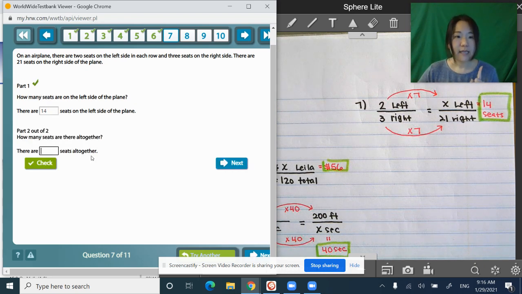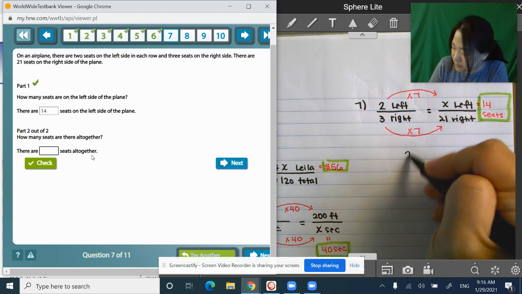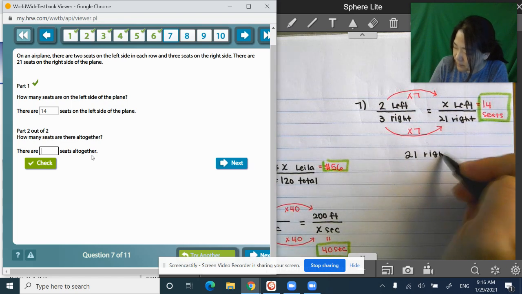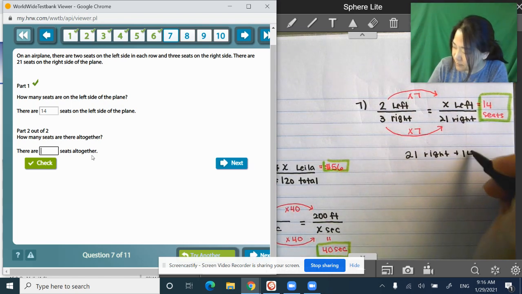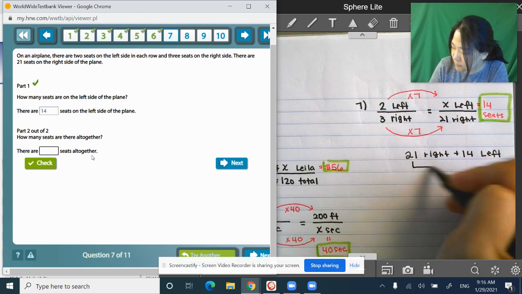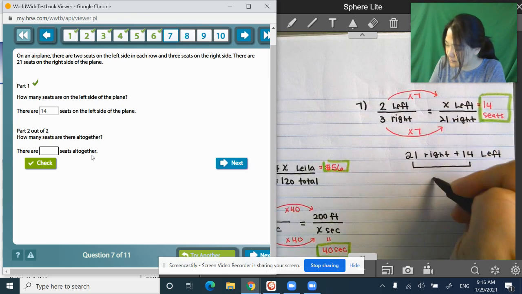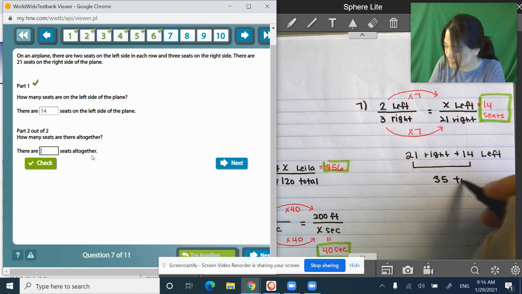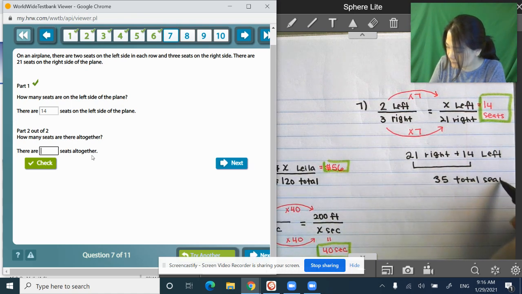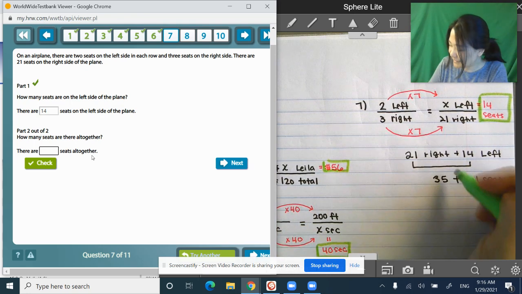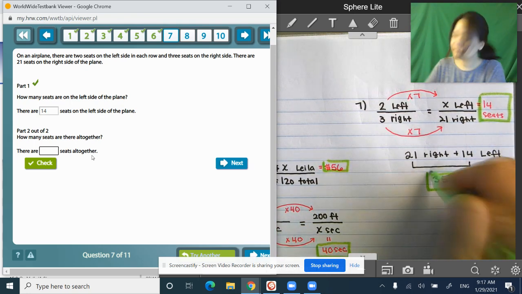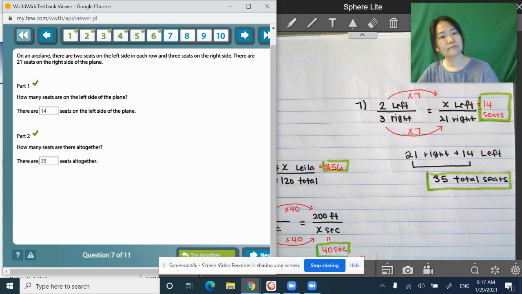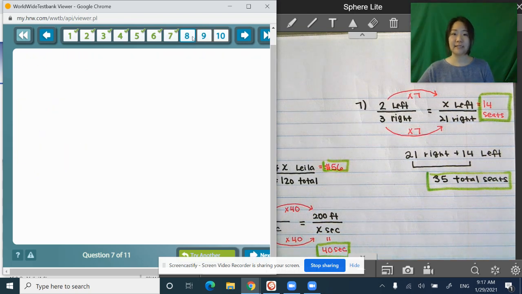Now part 2. How many seats are there altogether? Well, that's easy. It says in the problem that there are 21 seats on the right, and we found out that there are 14 seats on the left. So adding 21 and 14, that is 35 total seats. Right? Okay. Next one.